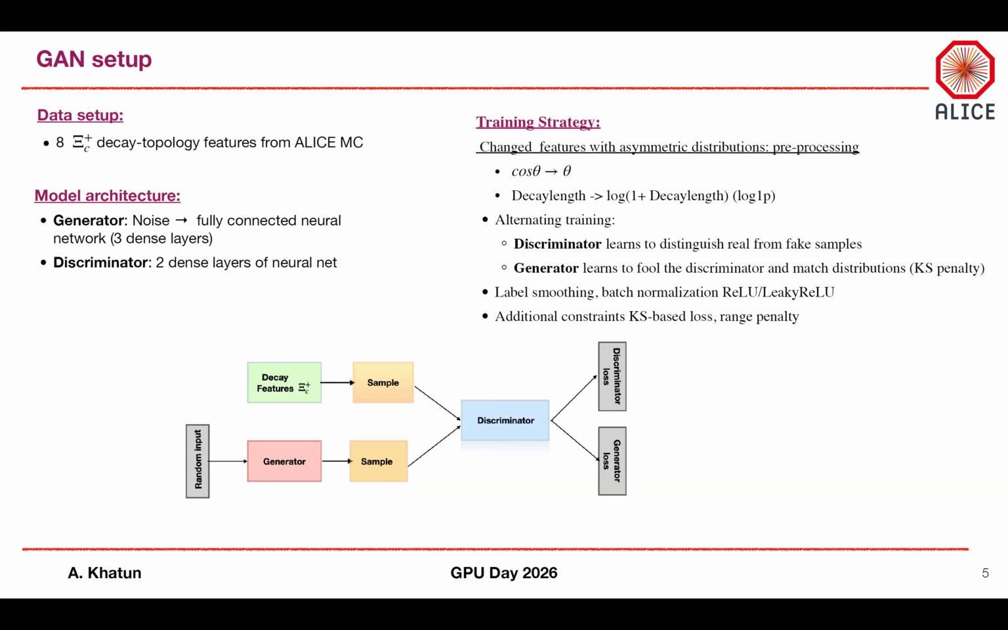For training, we use preprocessing. For example, to keep it in the physical range, the crossing point angle we can move to theta, and the decay length we can move to logarithmic, and then move back to the original feature space once the training is done. It's the same alternating training process as a typical GAN. We just use decay features here.